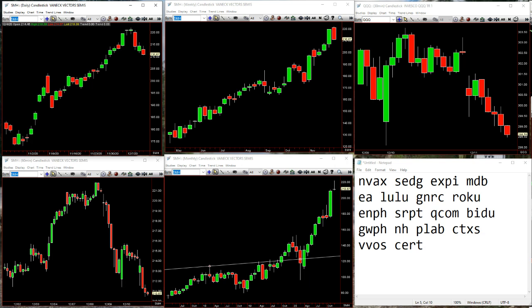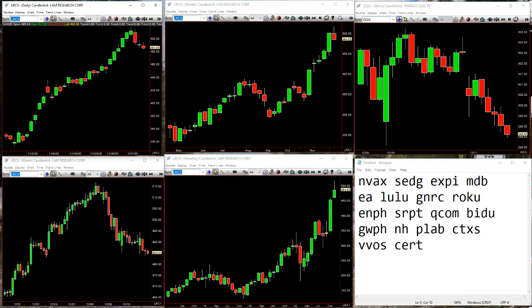How are you semis doing? Getting closer to an outside week. See? Now getting closer to turn the month red and skirting the lows. So you've got some of these things. What a difference a day makes. You got LRCX after this 2-2 reversal here, potential red.